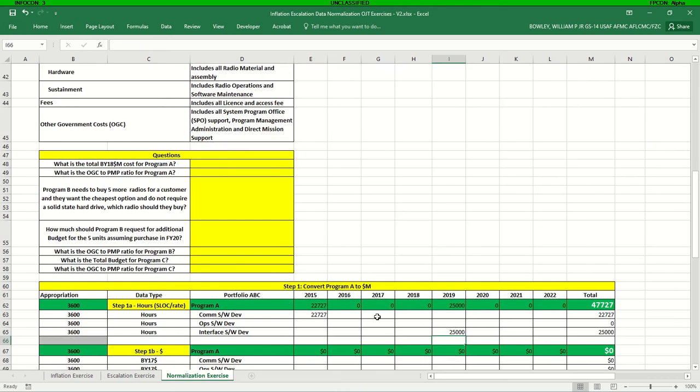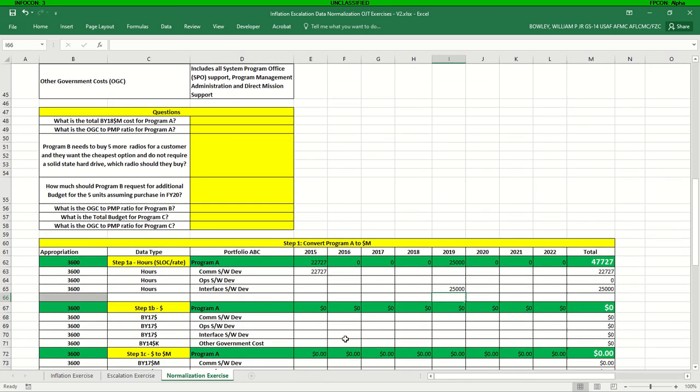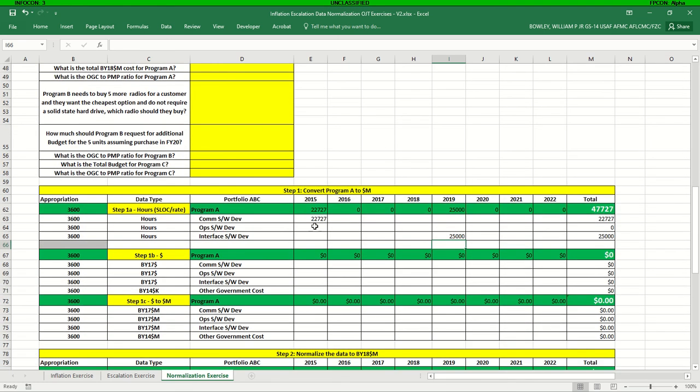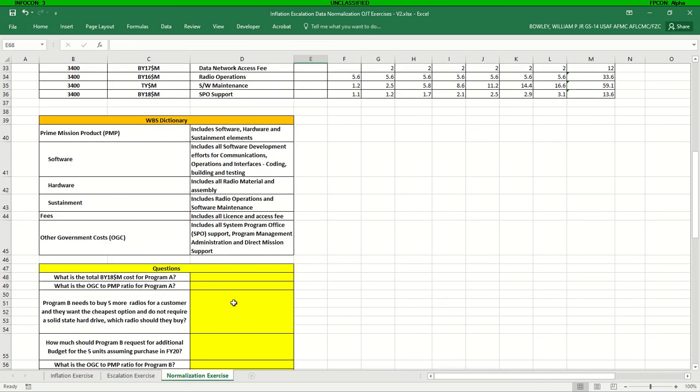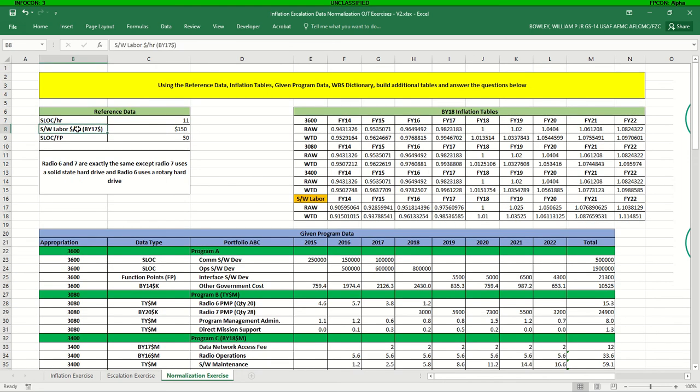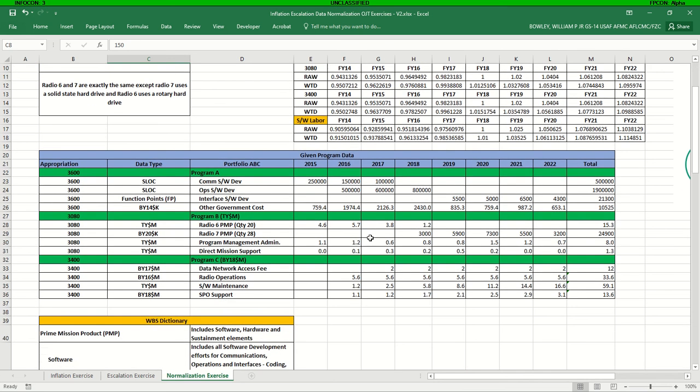And again, you'll need to convert all these in order to move on to the next part, which is then to dollarize those hourly inputs. Again, we now have hours. We have an hourly rate up here at the top of $150 an hour. We can use those two to calculate that cost.